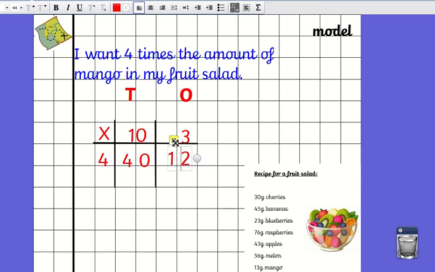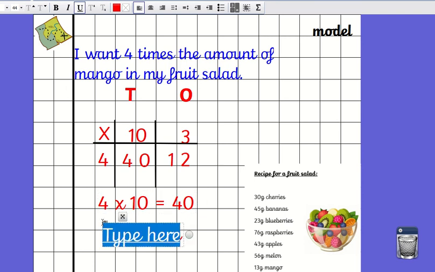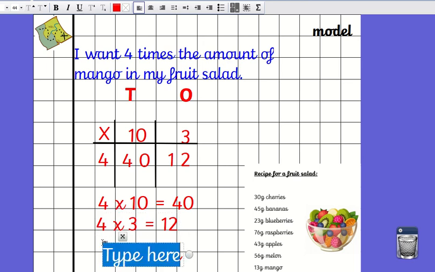Okay, then you need to write your sums out. So you have done 4 times 10 equals 40. Then you've done 4 times 3 equals 12. And then finally you are going to do 40 add 12 equals, and some of these you can do in your head, which, like I said yesterday, is absolutely fine. Only if you're finding the addition tricky do you need to do the column method. So this would be 52. So I would need to up my mango to 52 grams.